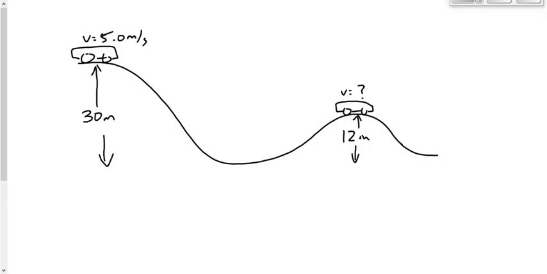So here's the deal. This roller coaster cart is moving at 5 meters per second at the top of a 30-meter high hill. It goes down the hill, and then it goes back up another hill that's 12 meters high. My question is, how fast is this roller coaster moving at the top of the second hill, the 12-meter high hill? Notice there's one thing conspicuously absent from this. What is it?